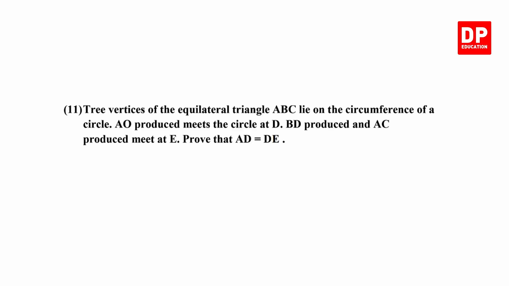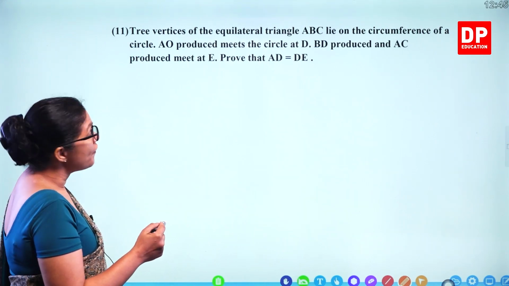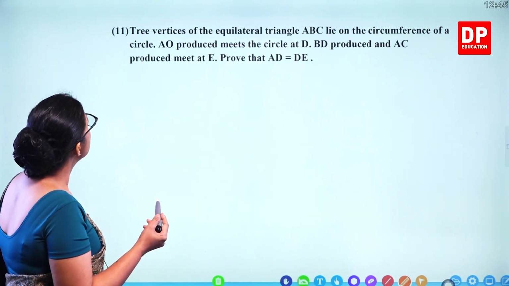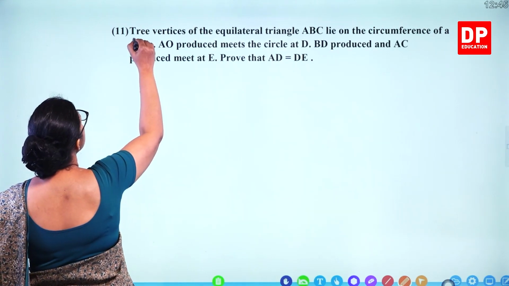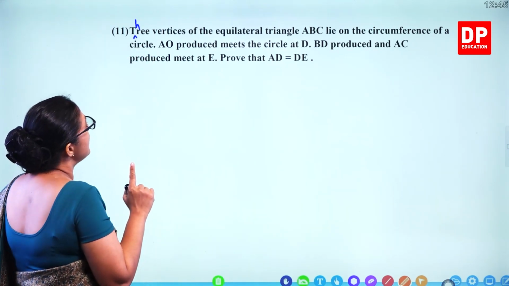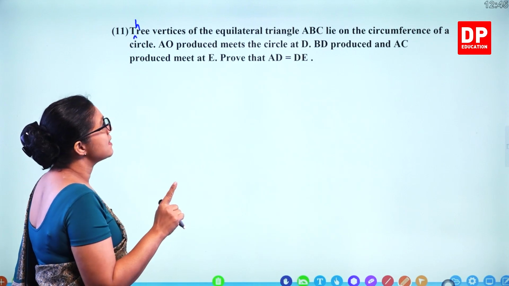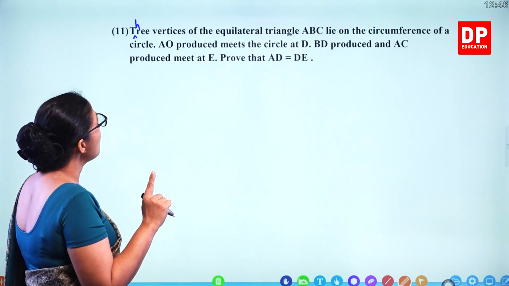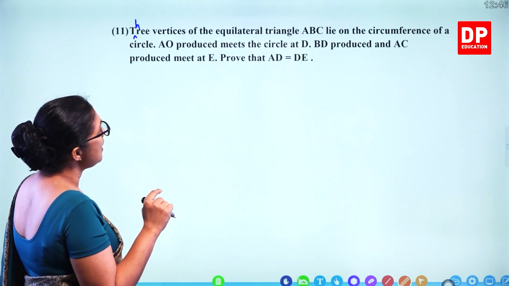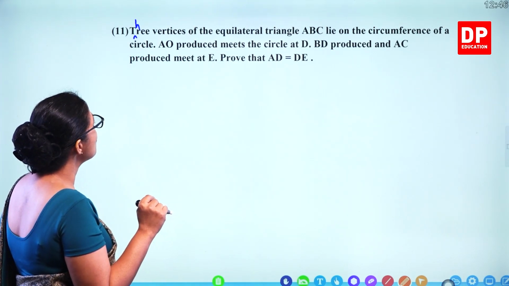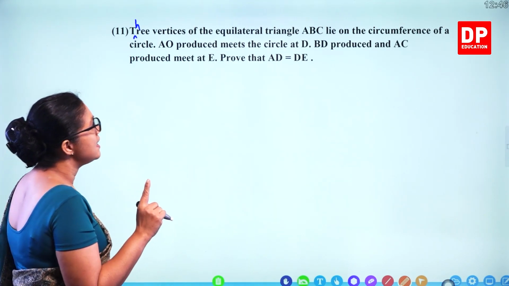Let's take question number 11. This is about proof. So we have to draw the diagram and prove it. It says 3 vertices of the equilateral triangle ABC lie on the circumference of a circle. AO produced meets the circle at D. BD produced and AC produced meet at E. Prove that AD equals DE.